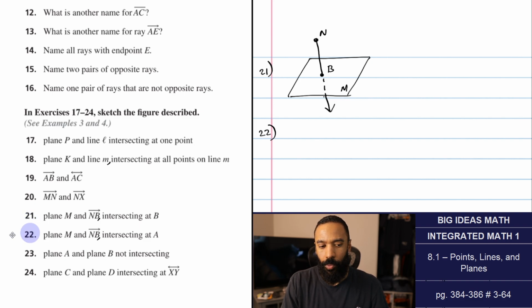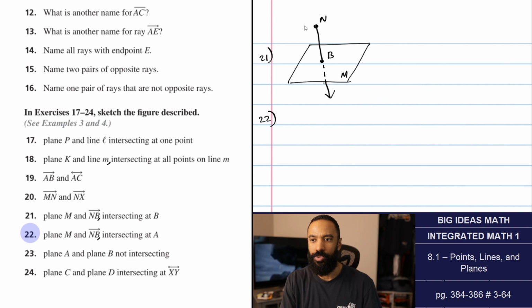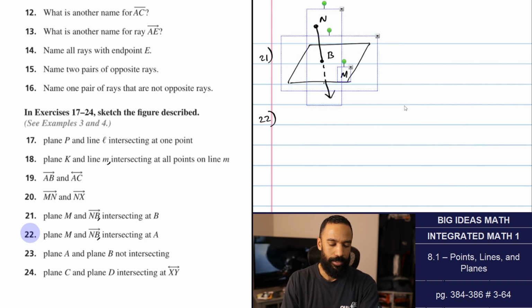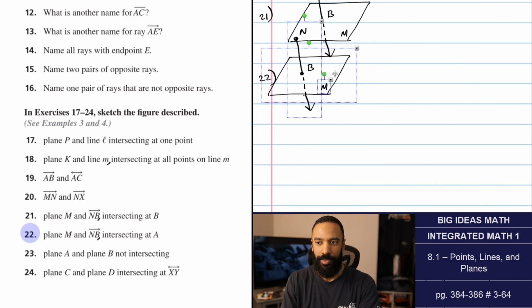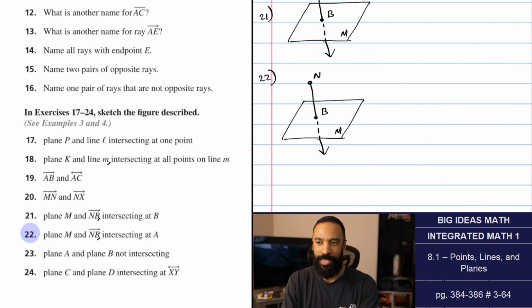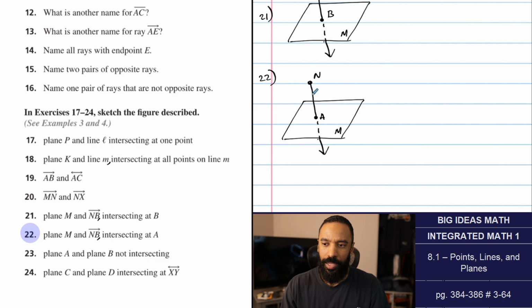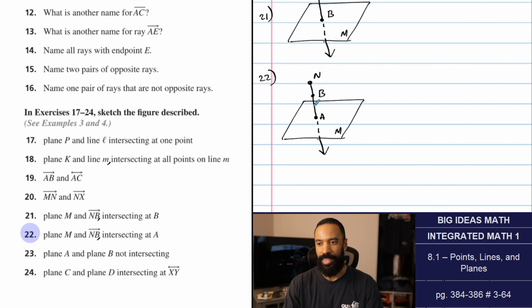Number 22. We have plane M and ray NB, but they're intersecting at A. So this time, I can do this same drawing, but I got to change B. B has to be somewhere on this ray, not on the plane. That is reserved for the letter A. So N, B, and A will all be collinear, but B has to be somewhere on this ray that is not that point of intersection. It can be above it. It could have been below it over here. Any of those would have worked like that.